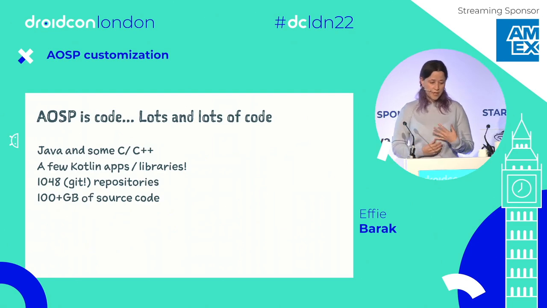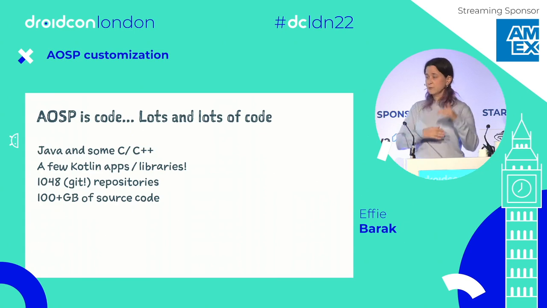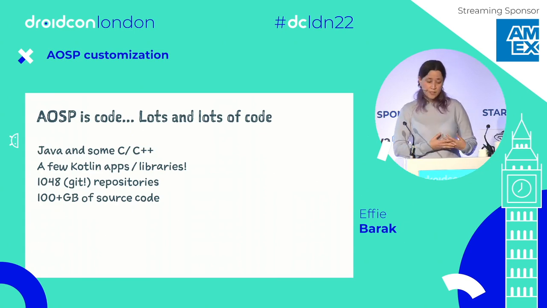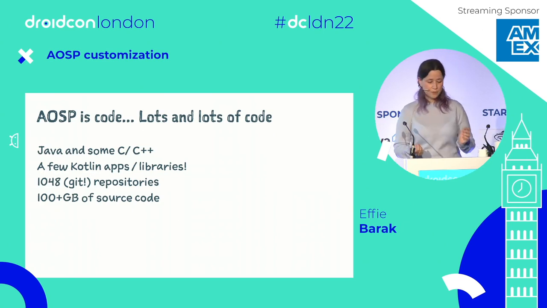Now, at the end of the day, AOSP is just code. It is a lot of code, but it is just code and it is human readable. Java, some C and C++, the higher up you go, the more Java and even Kotlin you will see. It is, like I mentioned, a pretty big code base. It is an entire operating system. So yeah, it's over 1,000 Git repositories. It's over 100 gigabytes of source code. So it's just a lot of code.